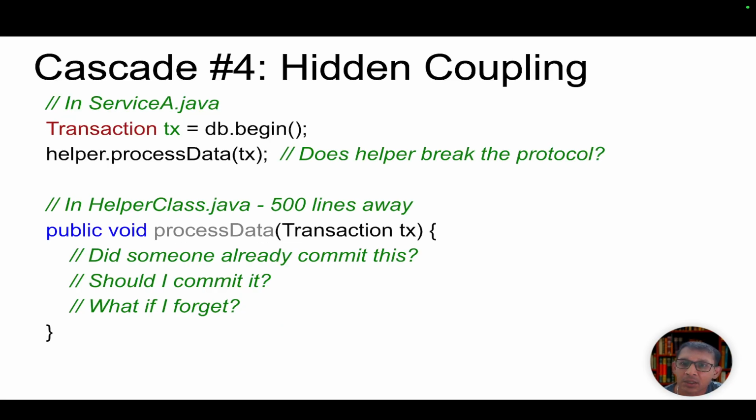Fourth, you get hidden coupling. Protocol knowledge gets scattered across your code base. In one service, you begin a transaction and pass it to a helper class. The helper class now needs to know, has someone already committed this? Should I commit it? What if I forget? Change one class, break something completely unrelated.